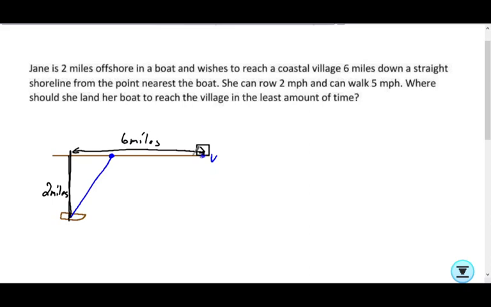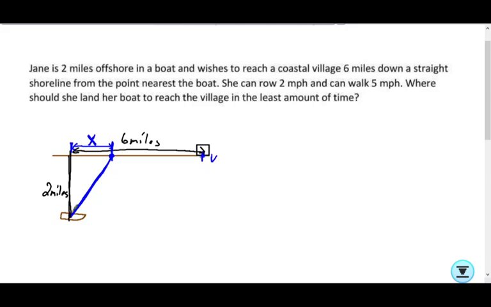And then they want to know, where is she going to land her boat? So how far from where she is now, this distance from here to here, how far does she need to land her boat? Let's call that X, to reach the village in the least amount of time. Again, we know this distance from here to here is going to be bigger than the distance from here to here, because we can row at less than half the speed that we can walk. So we're going to want to do more walking. It's faster to walk than it is to row the boat.